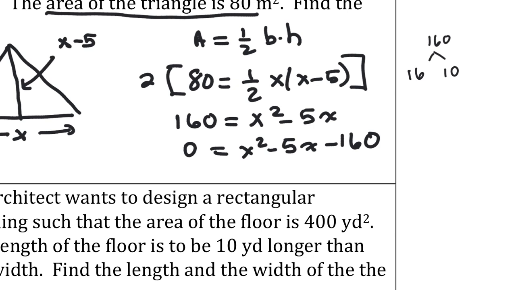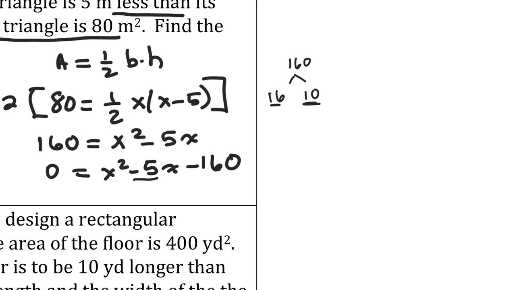If we factor 160, we can see that one of the factors is 16 and 10. That tells me that it's going to be challenging to get that middle number 5. So in that case, I'm going to use the quadratic formula.